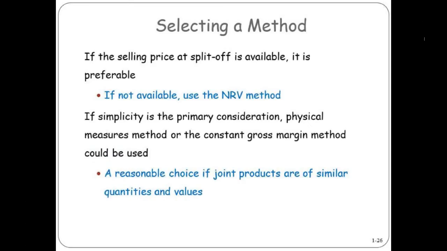So how do you select a method? If you can use the split-off approach, you use it. It's the easiest. If simplicity is your goal and everything else is equal, so that the products are of similar quantities and values, you would use the physical methods approach. And if you cannot use the split-off approach, then you just use the NRV approach to get you back to the split-off approach.